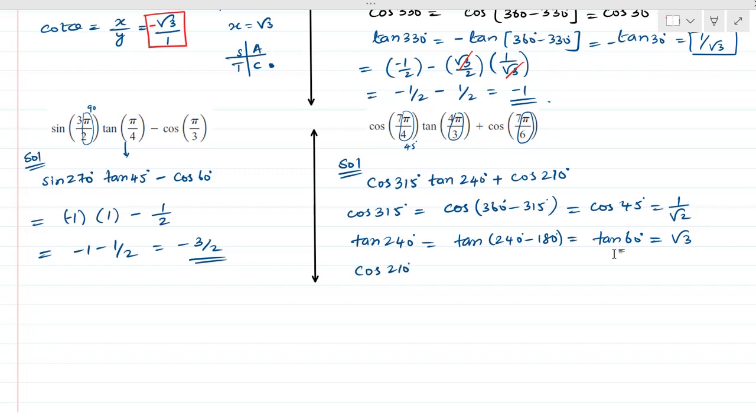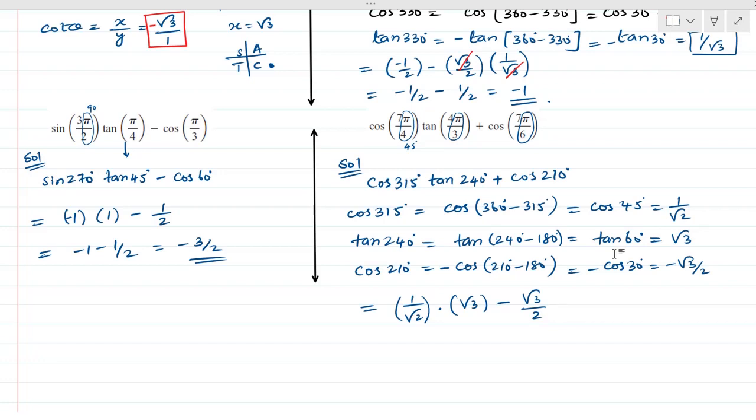Cosine 210, which is in the third quadrant, 210 minus 180. So we have minus. Why? Because in the third quadrant, tan is positive, cosine is negative. Minus cosine 30, which is minus root 3 over 2. I just substitute in the given equation. What happened here? 1 over root 2, then root 3, then minus root 3 over 2.